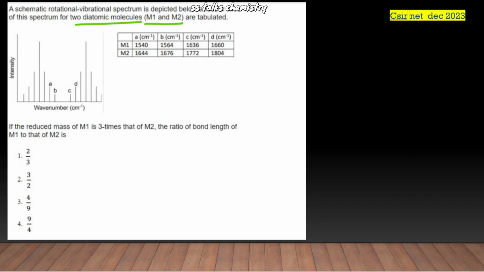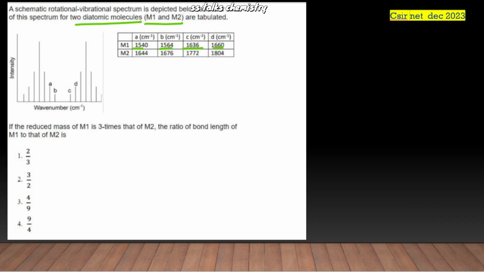The A value for the M1 molecule is given to be 1540. Similarly the B value for M1 has been given, similarly the C and the D value. The same lines, A, B, C, D, for the M2 molecule have also been given to us.